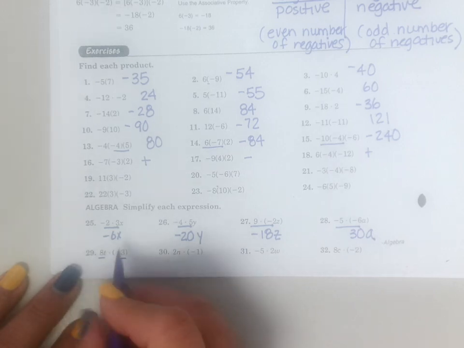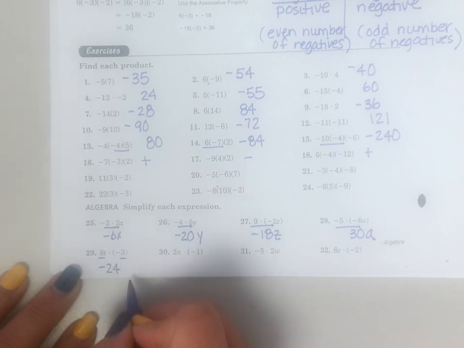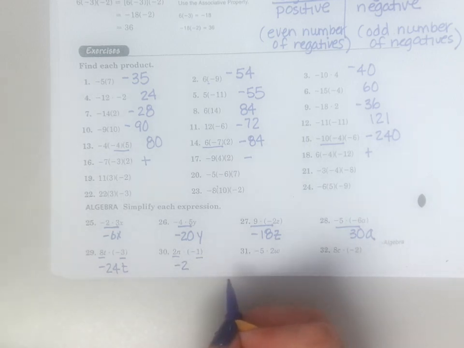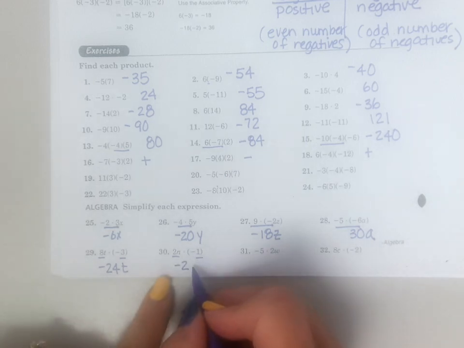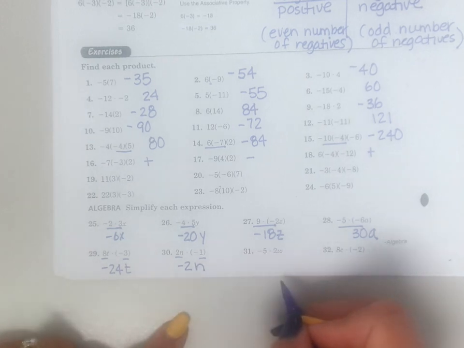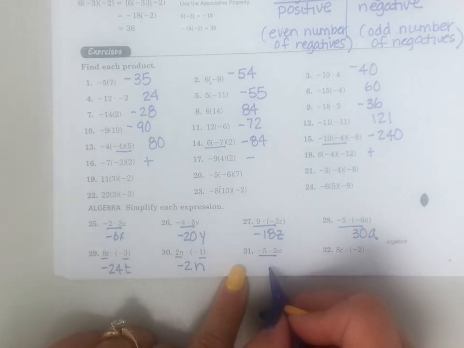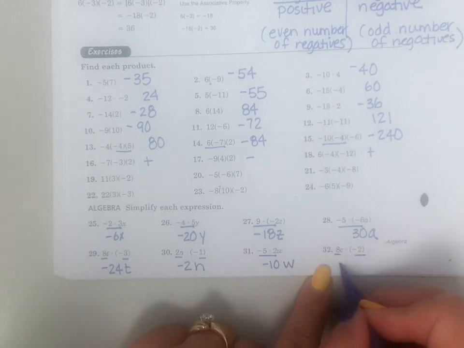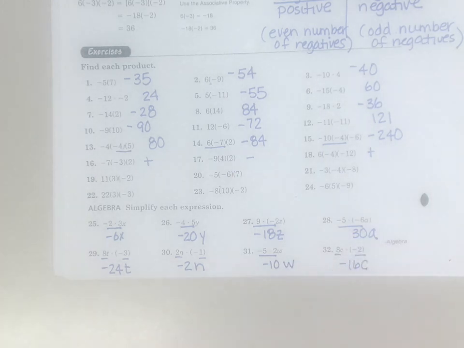Order doesn't matter when it's all multiplication, so I'm going to multiply my two numbers, negative 24 and then times t. My two numbers, doesn't matter where they are in the multiplication. If it's all multiplication, the order can be in any order. Negative 2 and then n. Multiply negative 5 and 2, I get negative 10 and w. And multiply these two, I get negative 16 and c.